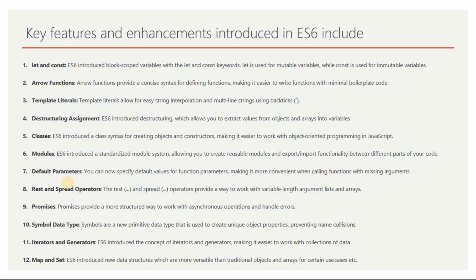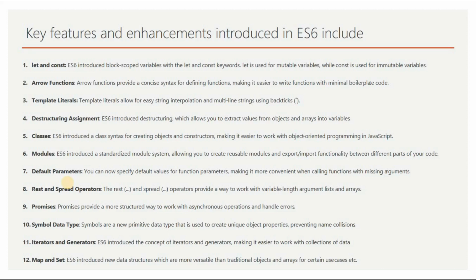So you can see the key features and enhancements in ES6. First is let and const. ES6 introduced block scope variables with let and const. Let is used for mutable variables and const is used for immutable variables. Then next we have arrow functions. Arrow functions provide a concise syntax for defining functions, making it easier to write functions with minimal boilerplate code. They also capture the surrounding this value, which can be helpful in certain situations.